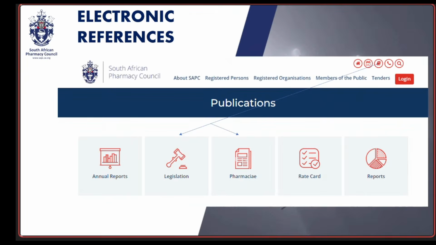How to find your electronic references on the South African website. It's a public website. You don't need to log in. This is available on the landing page, and you will see that orange circle with a little book. If you click on that, you will get to publications. And the ones that we are going to use are the ones for legislation and Pharmacia. Pharmacia pertains to the changes to our profession, and then the other one is the legislation.